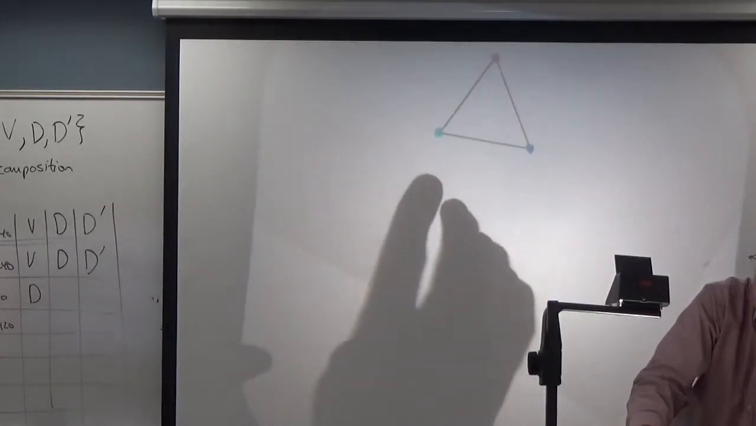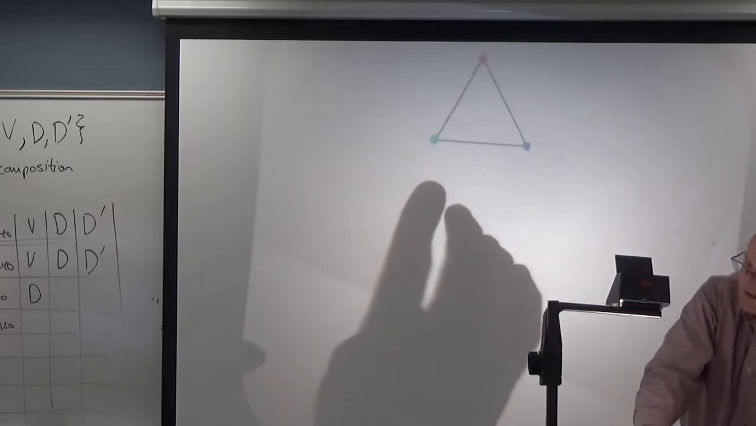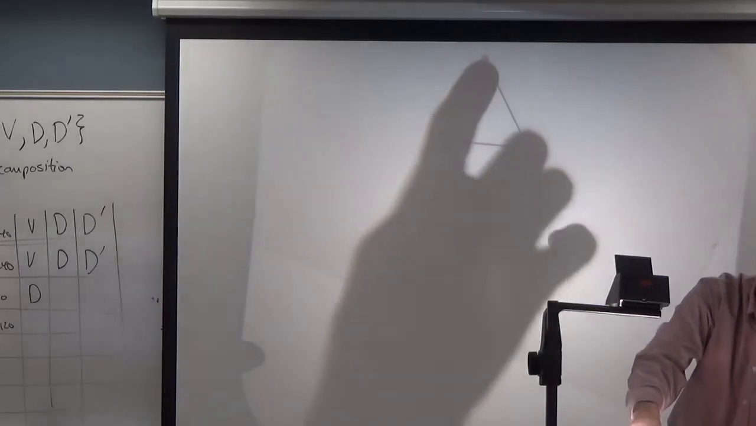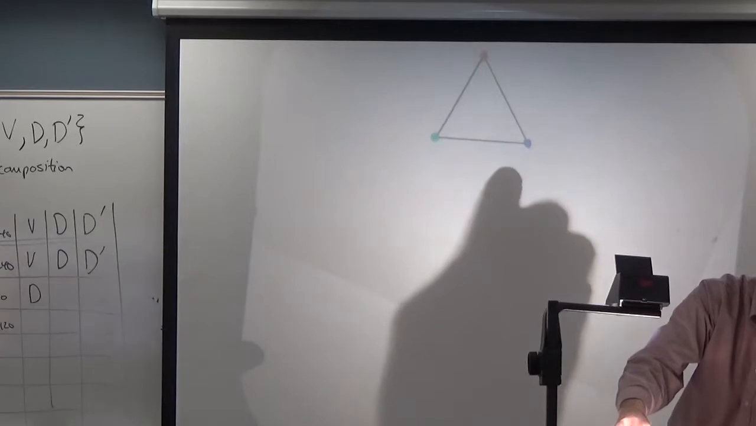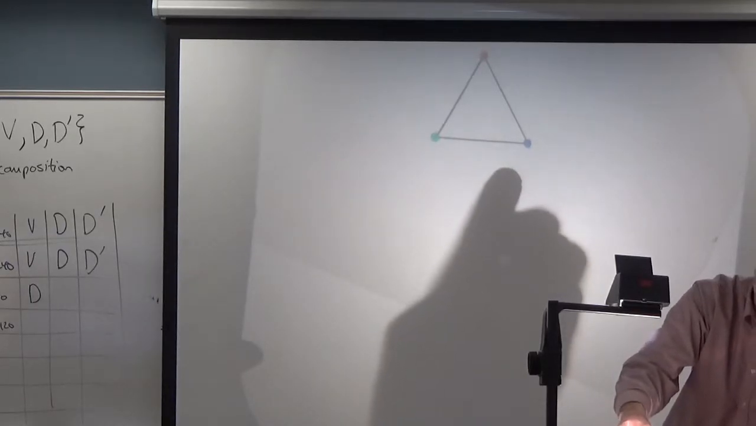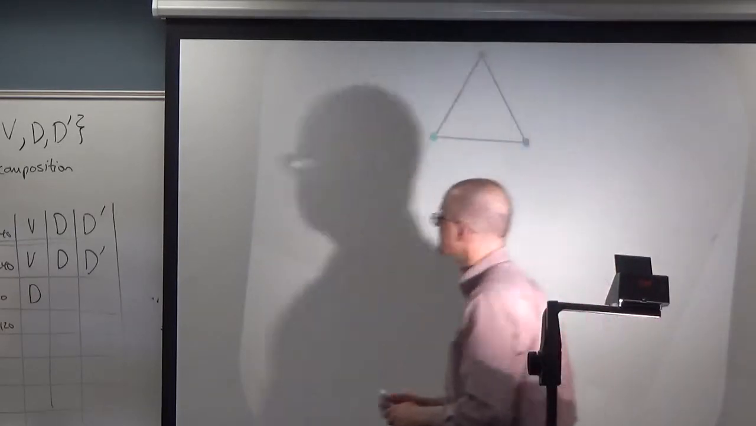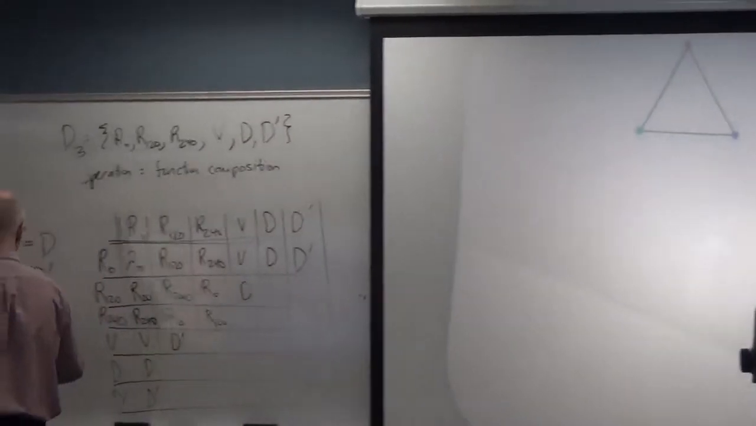What's the net effect? Should be a rotation. The blue was originally up there. It's been rotated by 240 degrees to there. Same with the red and the green. They've been rotated by 240 degrees in the counterclockwise direction. This is R240.